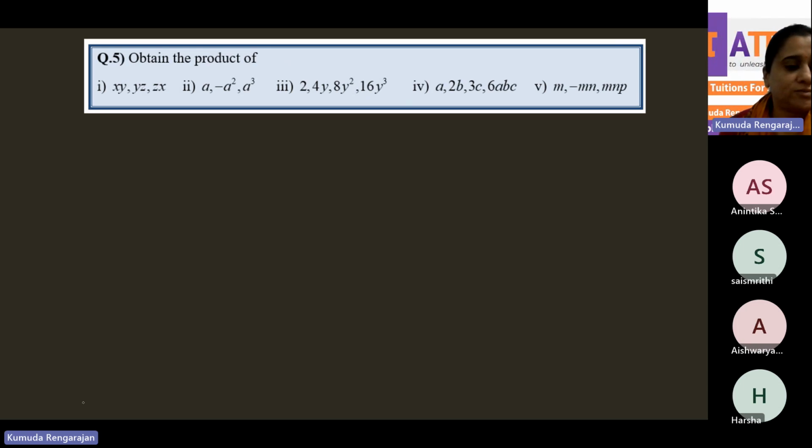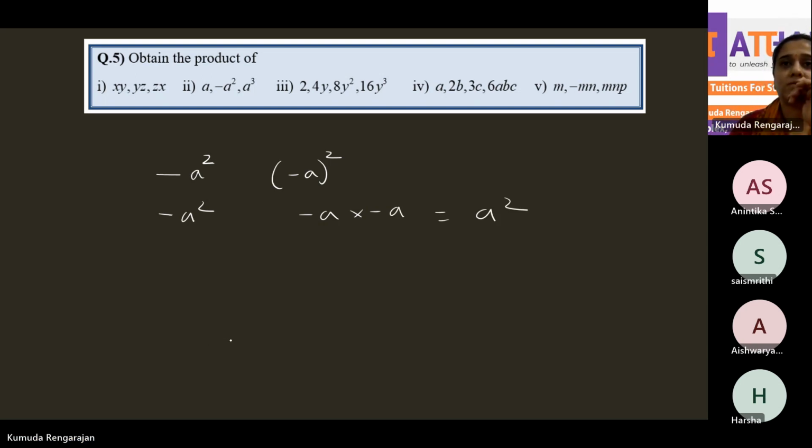Now I'll just tell you the difference between minus a square and minus a the whole square. There is a difference. Minus a square is minus a square, but minus a the whole square is minus a into minus a, which is plus a square. Because the power 2 is only for a, it's not for the minus sign. If you want to indicate the power for the minus also, then you should write the base in a bracket.